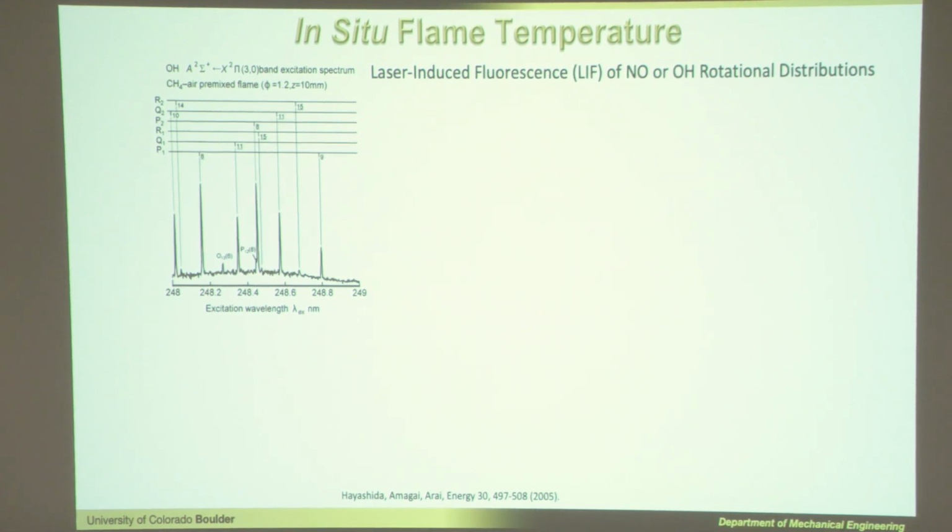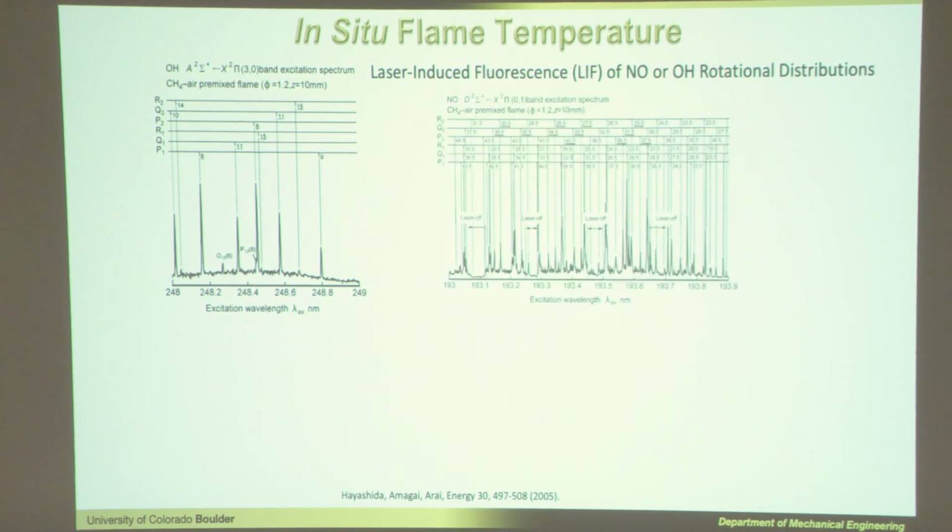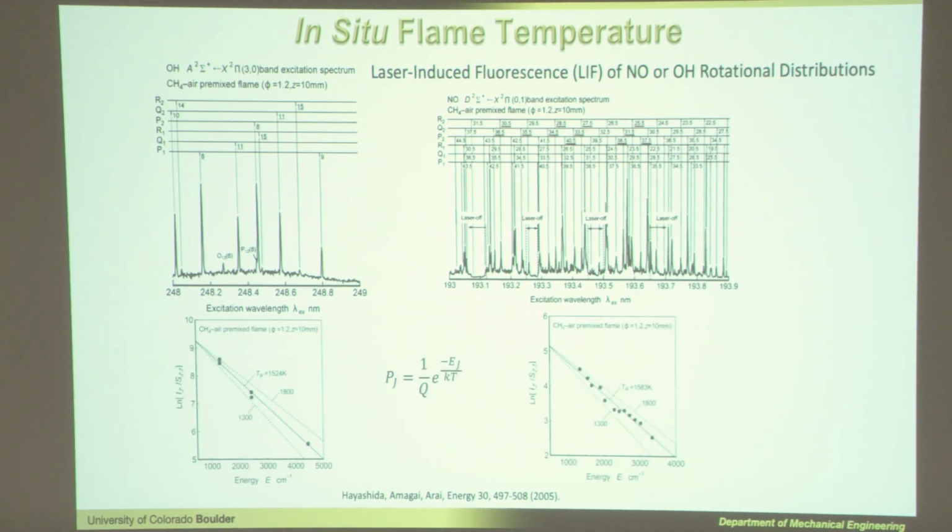So people have been using this technique a lot, and you see they're measuring all these different lines for different transitions and use a Boltzmann distribution to back out the temperature. Here's another one. I think the left one is OH and the right one is NO. And here's what they get.